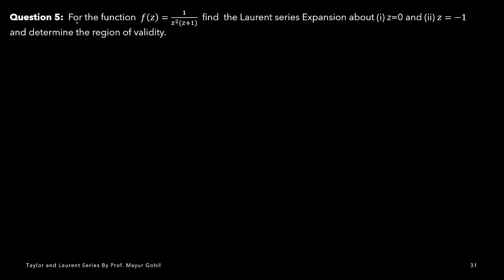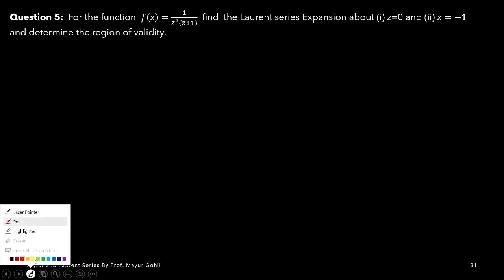Here they are saying, for the function f of z equals 1 upon z square times z plus 1, find the Laurent series expansion about z equals 0 and then about z equals minus 1, and determine the region of validity. Now let us see how to understand this question.